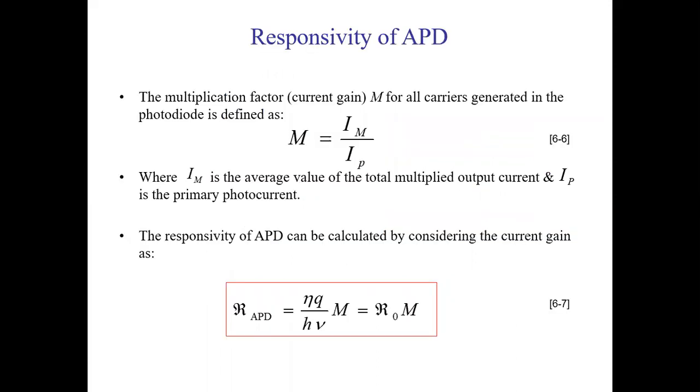If we think about the responsivity for APDs, the multiplication factor, or current gain M, for all carriers generated in the photodetector is defined by this, where I_M is the average value of the total multiplied output current, and I_P is the primary photocurrent. The responsivity of APDs can be calculated by considering the current gain as this.